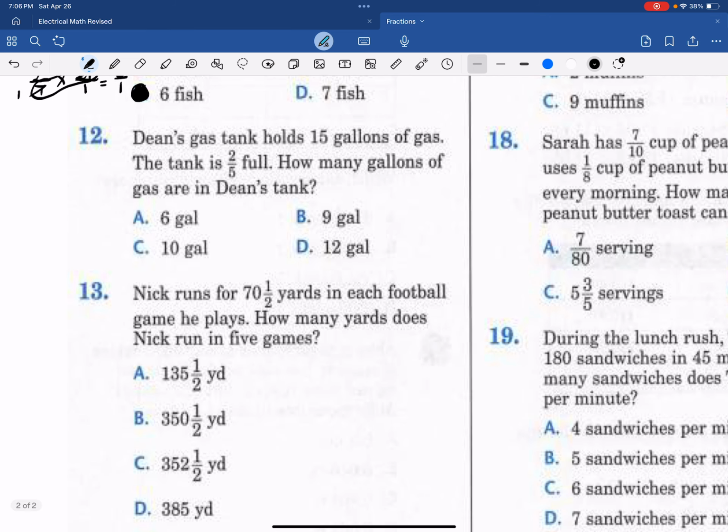Dean's gas tank holds 15 gallons of gas. The tank is 2/5 full. How many gallons of gas are in the tank? So we know that 2/5 of the tank is filled, and we know that the tank holds 15 gallons. And we can cancel. 5 into itself and 5 into 15. We get 6 over 1, or 6 gallons. A as in Alpha.